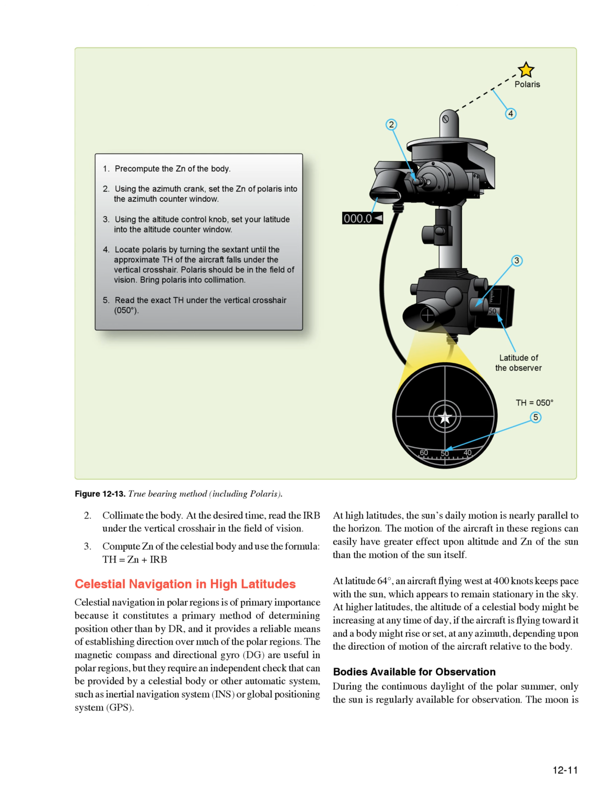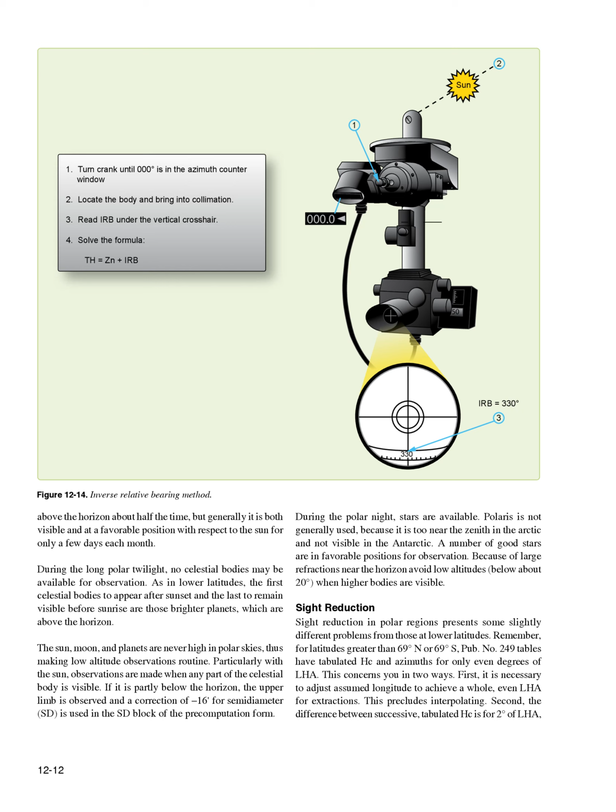Of the bodies available for observation during the continuous daylight of the polar summer, only the sun is regularly available. The moon is above the horizon about half the time, but generally it is both visible and at a favorable position with respect to the sun for only a few days each month. During the long polar twilight, no celestial bodies may be available for observation. As in lower latitudes, the first celestial bodies to appear after sunset and the last to remain visible before sunrise are the brighter planets which are above the horizon.